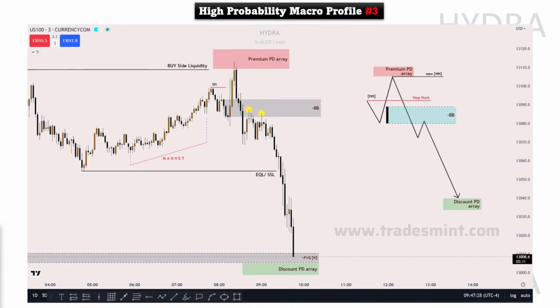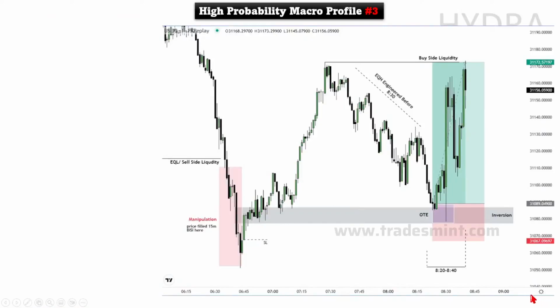And before I do that, let's share another example. Let's make it a little bit more clear, because these are the only conditions that will repeat in price, right? So if these conditions are repeating, you should be understanding these conditions clearly. So we have our high probability macro profile, the same profile again. Now look at here. What's happening here? We have our trend line liquidity.